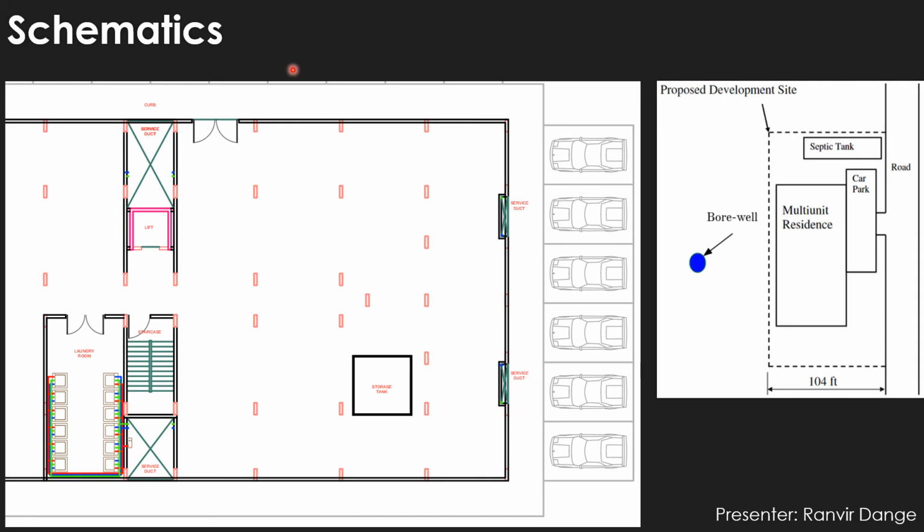Schematics. This section will outline different floor plans and layouts. The image on the left shows the location of the storage tank relevant to the ground floor, and it also shows the arrangement of the parking lot. The image on the right shows the location of the bore well relative to the plot, and also shows the location of the septic tank.